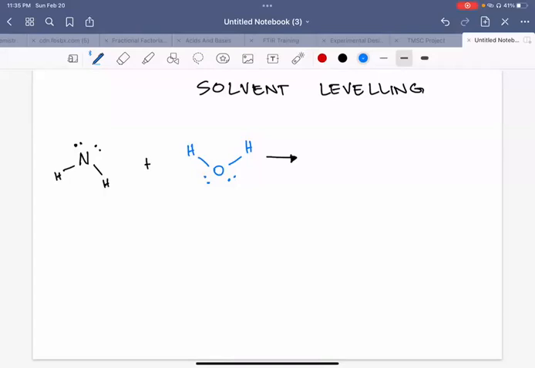Welcome to another lesson, and this would be all about solvent leveling in organic chemistry. So, what is solvent leveling? This is just a phenomenon wherein you have a solvent. Ang ginahimo sa solvent is it would not allow any particular compound na mas basic or acidic pa kaysa sa iyang conjugate base or conjugate acid.